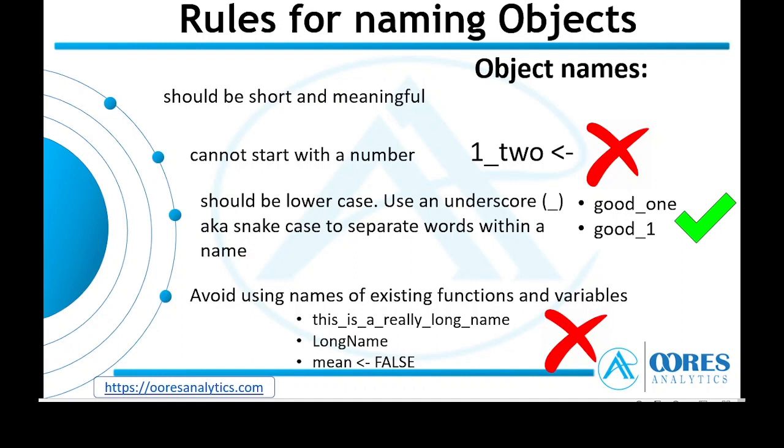One, object names should be short and meaningful. Your object names should be lowercase. The object names cannot start with a number. You get an error once you try to start an object name with a number. You want to use an underscore, or what we call snake case, to separate words within an object name. And as much as possible, you want to avoid using names of existing functions like mean, median, or other existing variables. Doing so will cause confusion for those who are going to read your code.